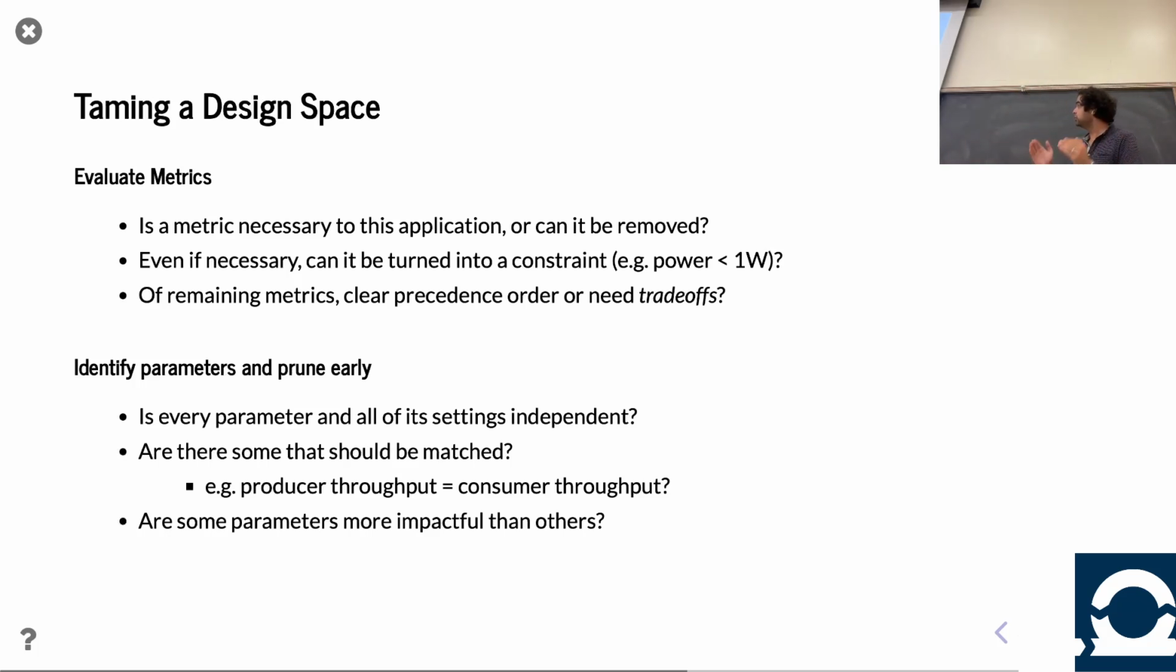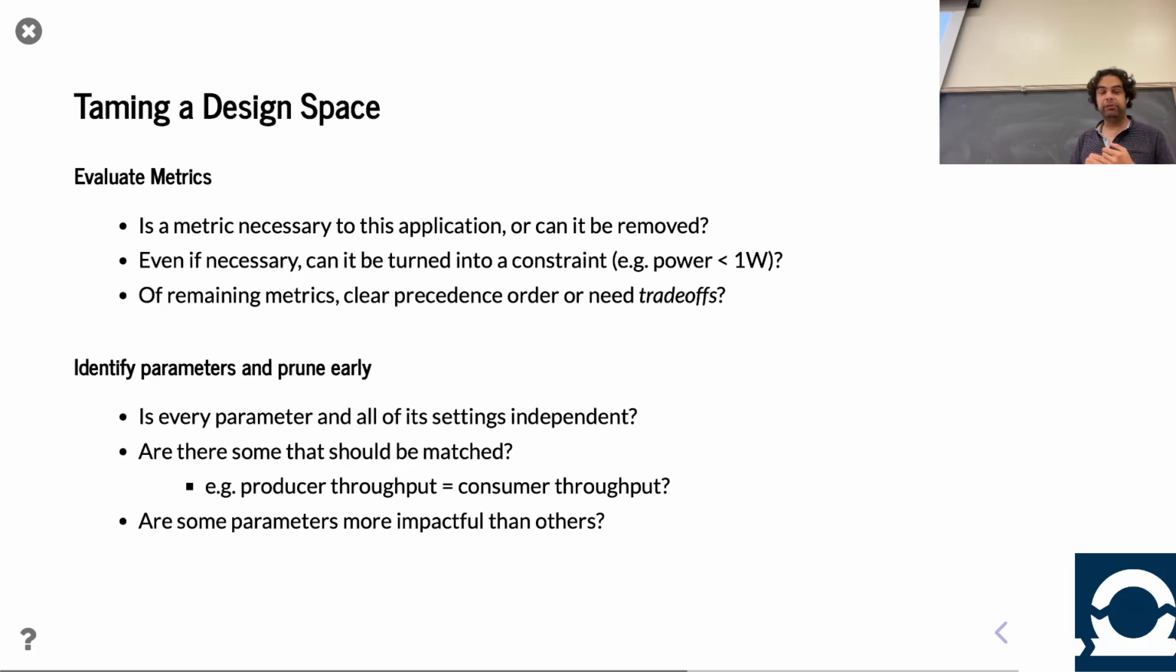Because the metrics we turn into constraints rather than things to optimize. And then even the ones you're optimizing, some are more important than others, to get that precedence order. Okay. Then for the actual design space itself, like I said, the problem is there are so many combinations of parameters that you end up with a design space you can't explore fully, right? And so how do you do that intelligently?